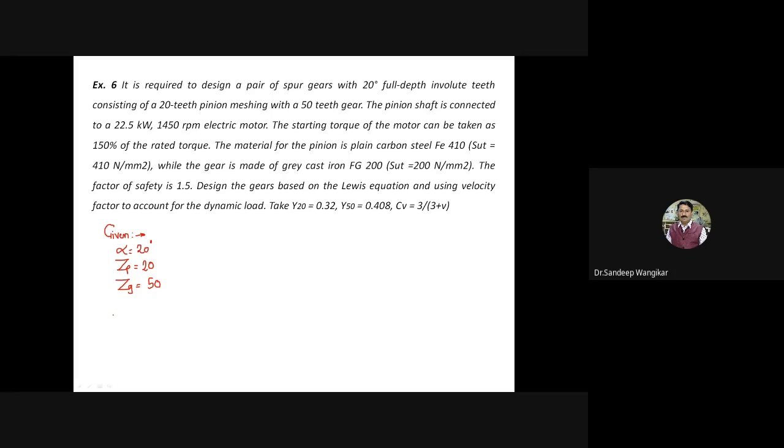The pinion shaft is connected to 22.5 kilowatt. Kilowatt is equal to 22.5, and a 1450 rpm electric motor. So here I can say NP is equal to 1450 rpm.